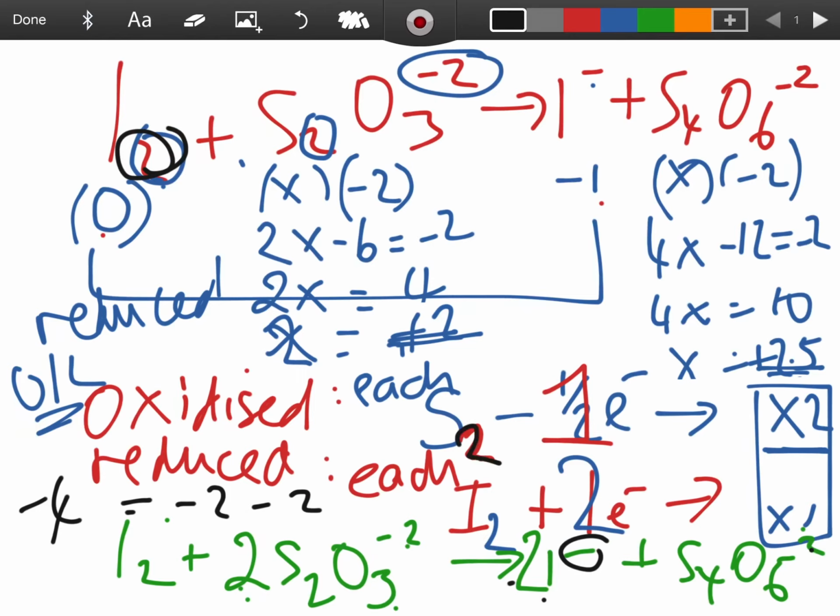So again, just be awful careful. Spot the subscript, write it as normal, and then physically attach in the subscript, but don't forget to double the number of electrons as well, okay?